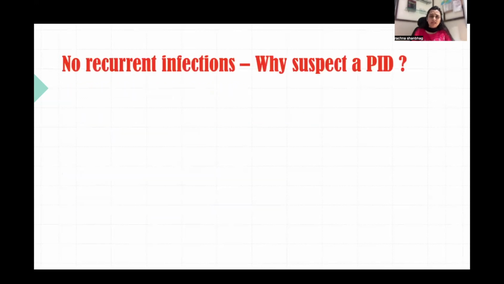Now, one might say this child did not have recurrent infections. Why did we suspect a PID? Whenever we see children with deep-seated abscesses involving organs like the liver or brain, one must keep CGD as a differential diagnosis in these cases. Also, look at the pathogen.